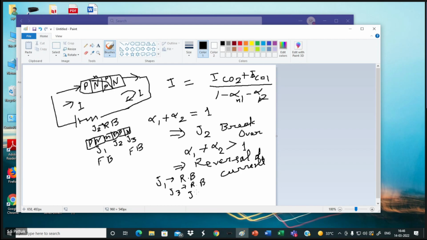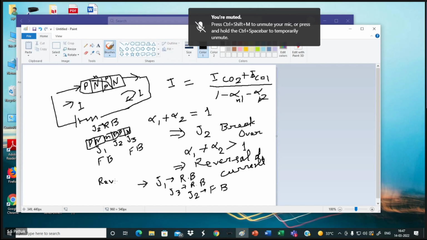But what about your J2? Current has reversed, so this becomes forward bias. So the drop across the central junction is now very small, but at the two outer junctions the drop increases. As a result, what happens? The reverse bias becomes stronger. I am talking about the reverse current.